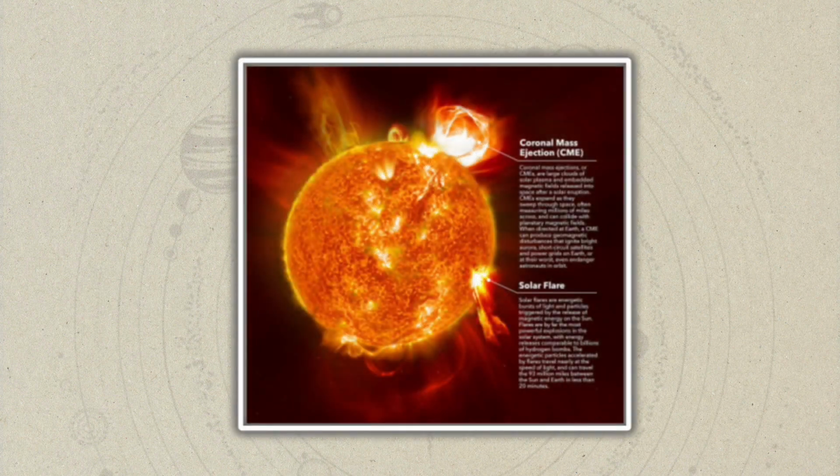Another type of solar eruption is a coronal mass ejection, CME, which is a large-scale explosion of plasma and magnetic fields from the corona. CMEs can travel at speeds of up to several thousand kilometers and carry billions of tons of material. CMEs can also affect Earth's magnetosphere and cause geomagnetic storms, which can disrupt power grids and navigation systems.